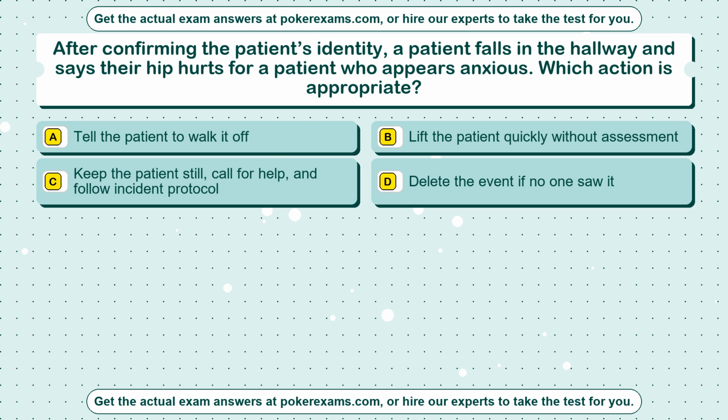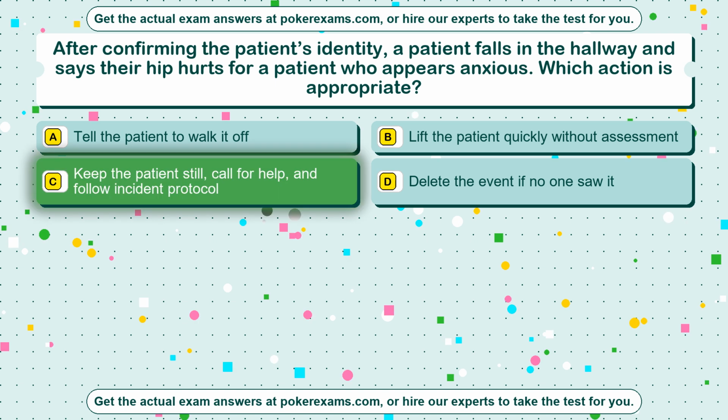Question 96. After confirming the patient's identity, a patient falls in the hallway and says their hip hurts for a patient who appears anxious. Which action is appropriate? Option A, tell the patient to walk it off. Option B, lift the patient quickly without assessment. Option C, keep the patient still, call for help, and follow incident protocol. Option D, delete the event if no one saw it.